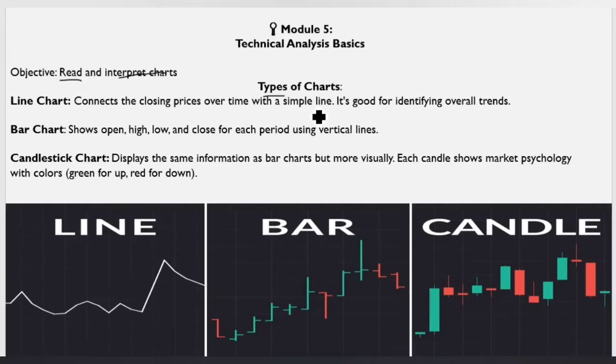So the line chart connects the closing price over time with a simple line. It's good for identifying overall trend. So for example, if the market is going up, with a line chart it's clearer to see the market structure, or if it's coming down. So that is that for a line chart.